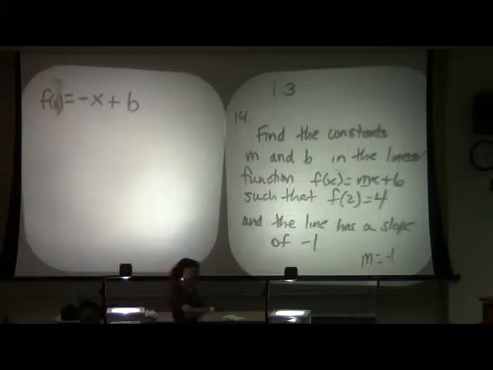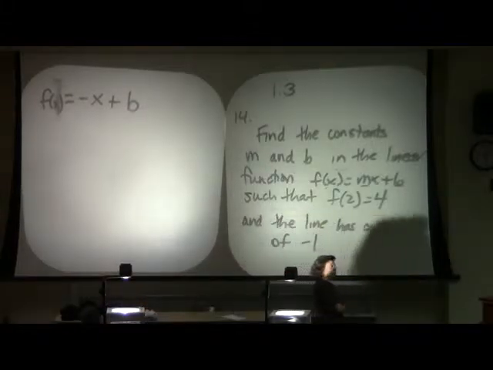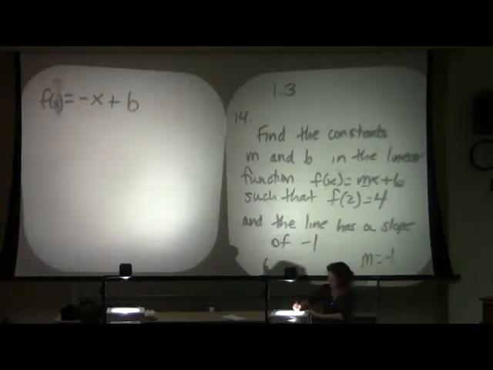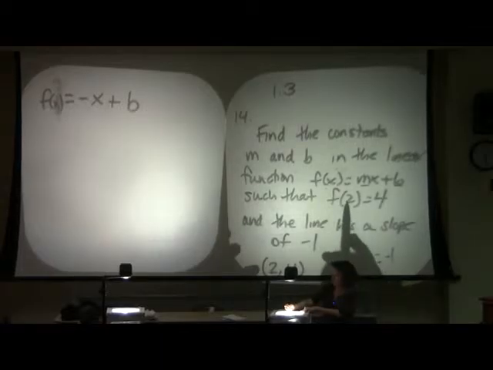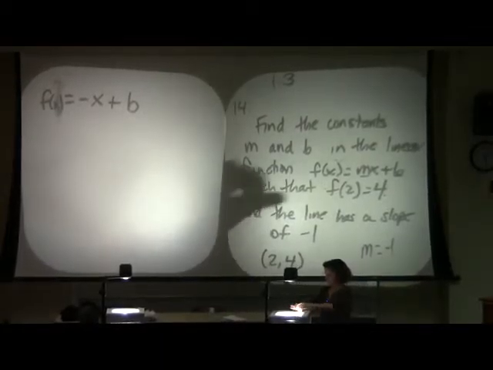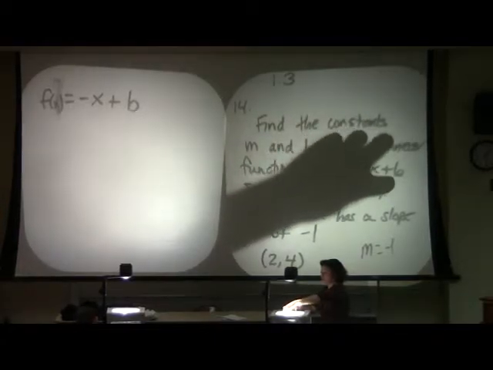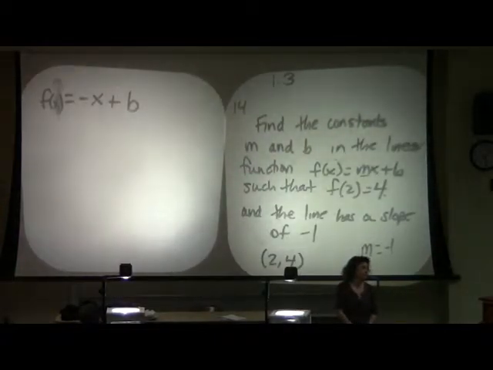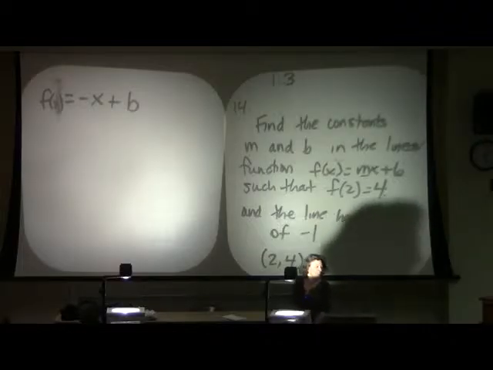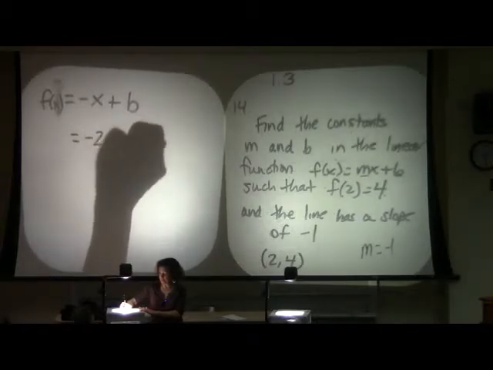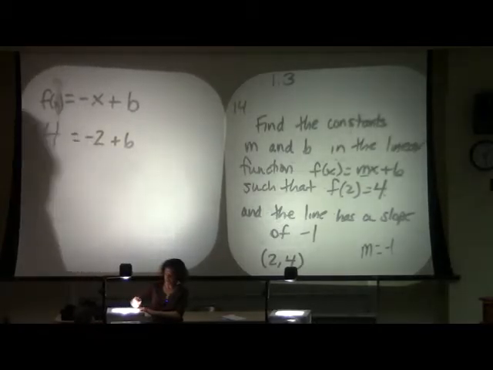All right, can I find my value of b? Well, we need to ask ourselves, are we given any additional information? Totally! Aren't we given the ordered pair (2, 4)? See? Our function value at 2. In other words, when x is equal to 2, our function value is 4. In other words, when I plug 2 in for x, my function value is 4.